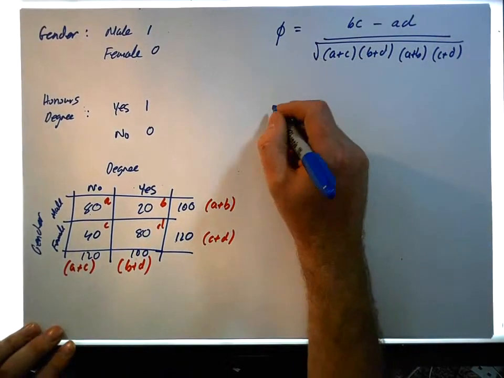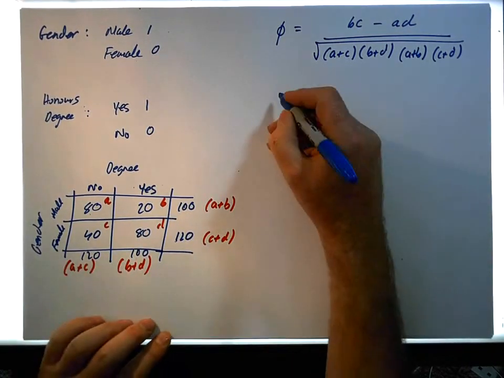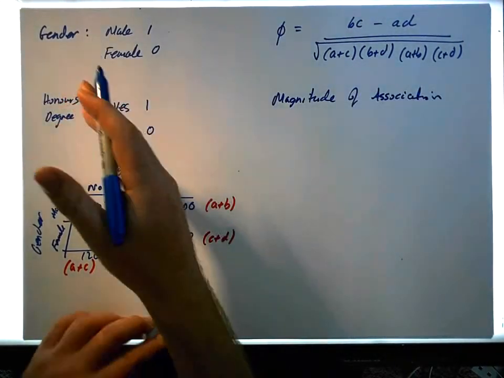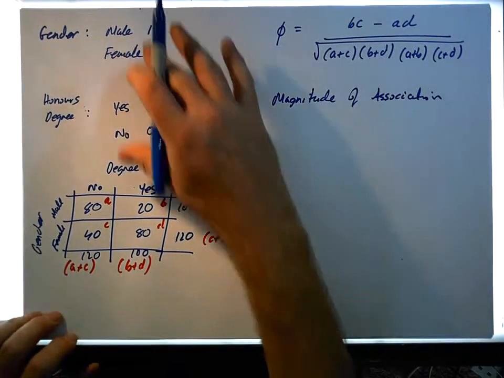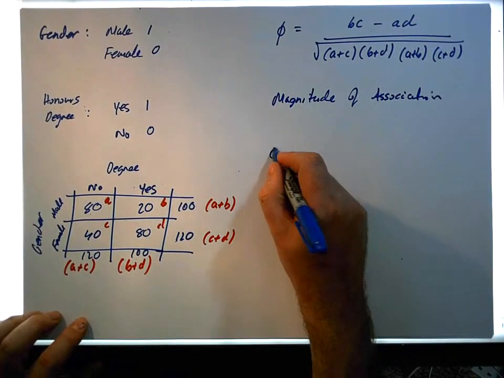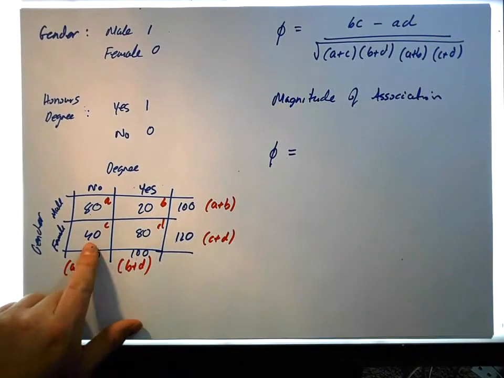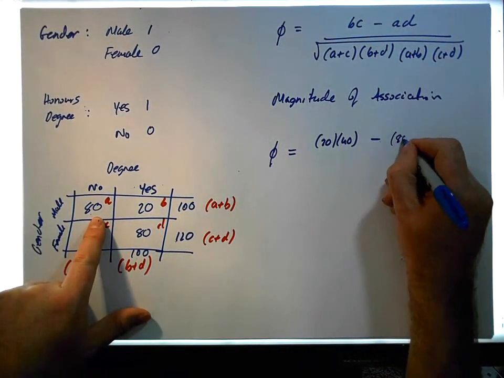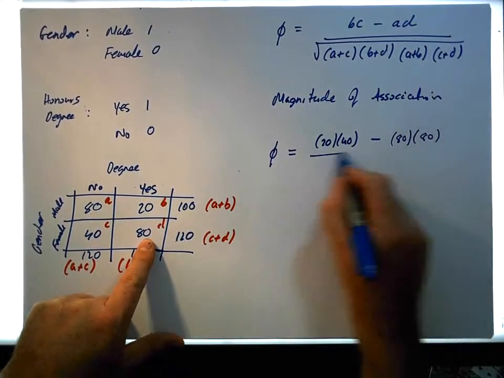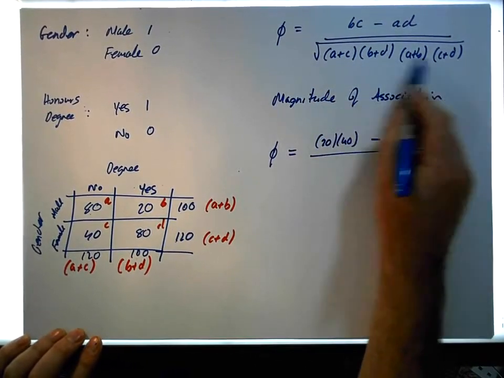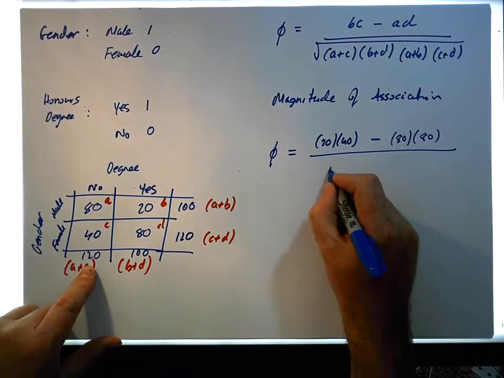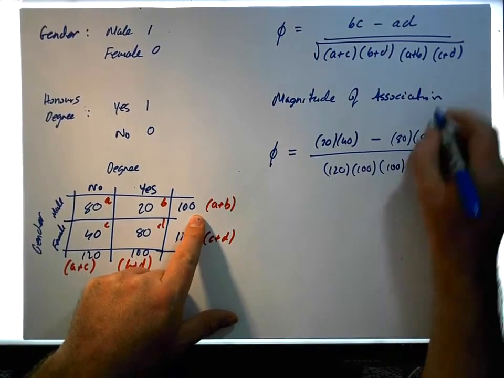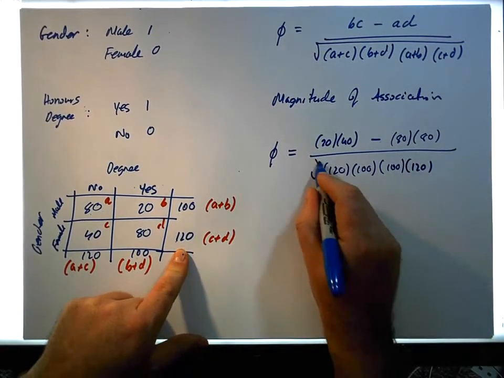So in this situation, the magnitude of association between gender and holding an honors degree, because both these variables are dichotomous, can be calculated using the phi coefficient. Phi would be equal to cell B times cell C, so 20 times 40, minus cell A times D, so 80 times 80, divided by the product of the sums of the columns and the sums of the rows: A plus C is 120, times B plus D is 100, times A plus B is 100, times C plus D is 120. And keep in mind, it's the square root of that.